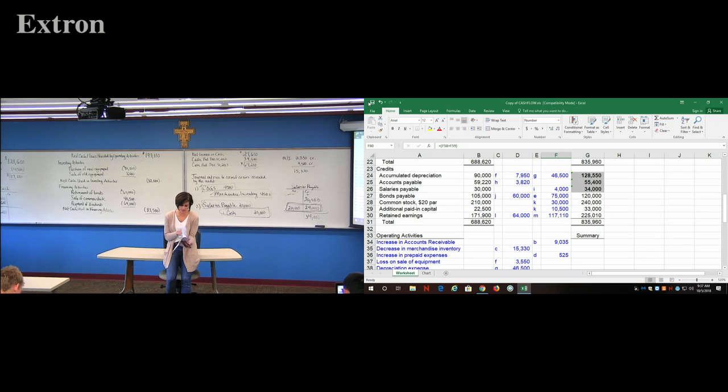Okay, so we've got the income statement, we've got the statement of retained earnings, and then we have the balance sheet on the next page. I don't know why that mark is at the top of the page. I made a note there, but I don't remember what it was.